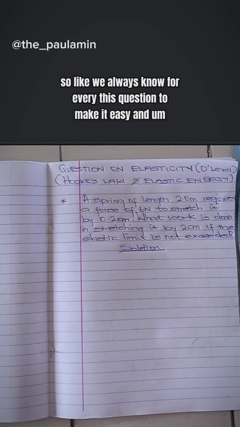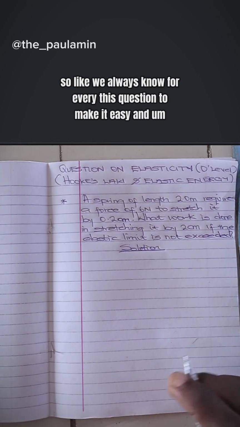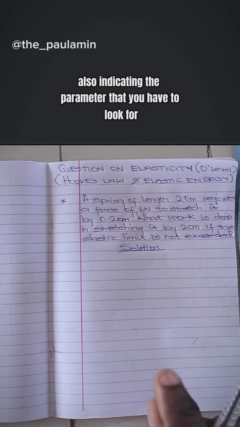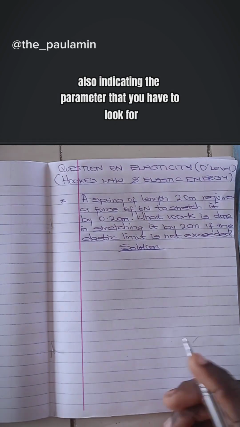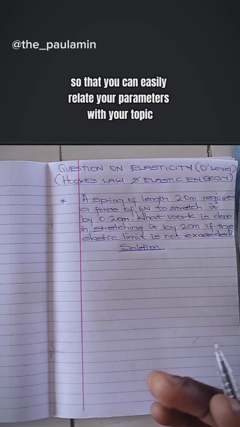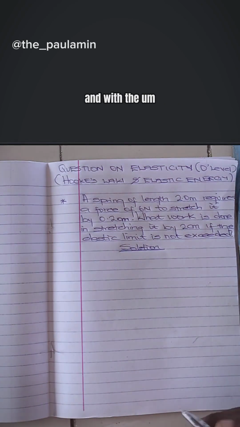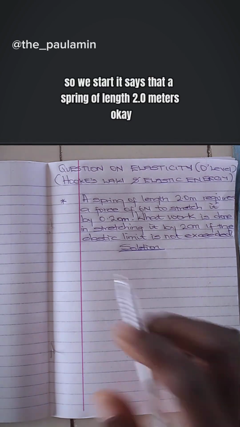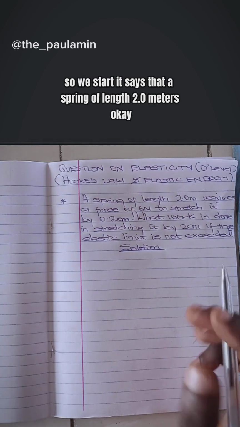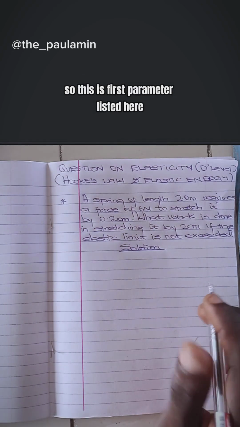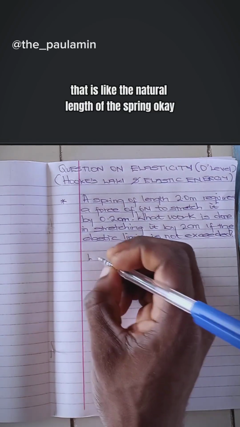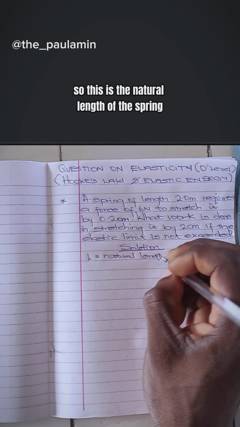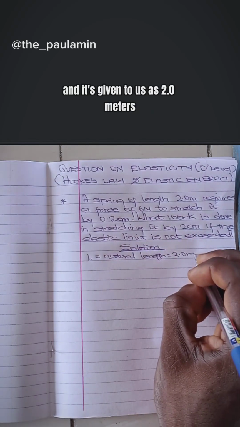Like we always know, for every physics question, to make it easy and understandable, it's very important that you read and bring out all parameters, also indicating the parameter that you are to look for, so that you can easily relate your parameters with your topic and with the necessary formula that will help us obtain the unknown. So we start. It says that a spring of length 2.0 meters. So this is the first parameter listed here. A spring of length 2 meters. That is like the natural length of the spring, and this is given to us as 2.0 meters.